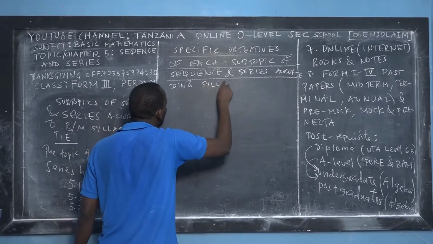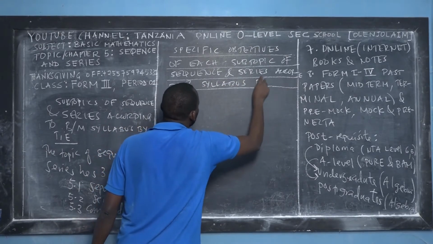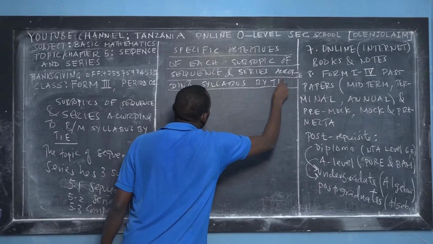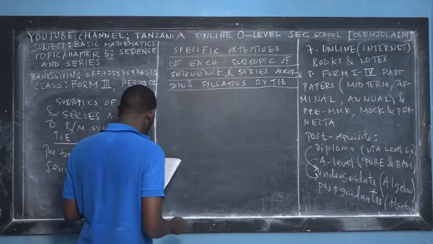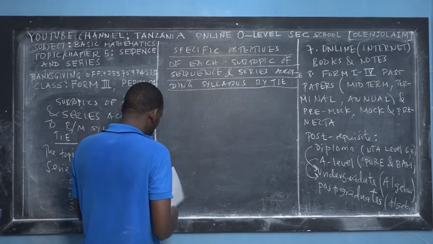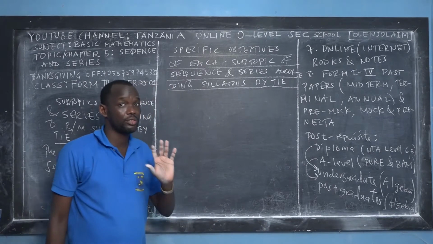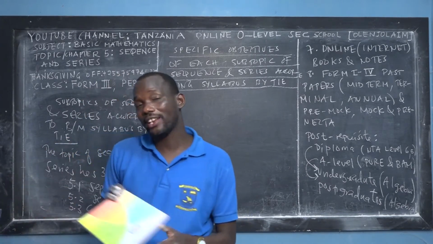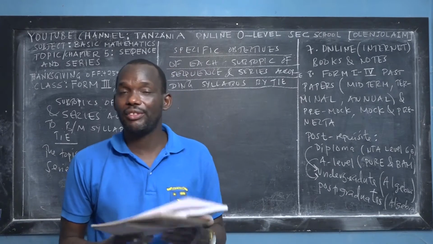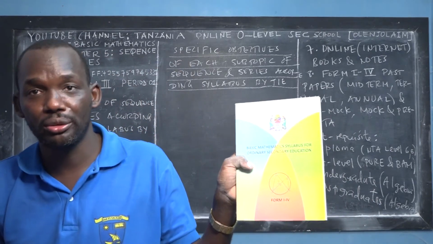According to the syllabus of the United Republic of Tanzania by TIE, the Tanzania Institute of Education, a very important authority. There are a number of specific objectives in each subtopic. I won't mention them all. If there are four, I'll mention two, and the other two you have to find in this book yourself.